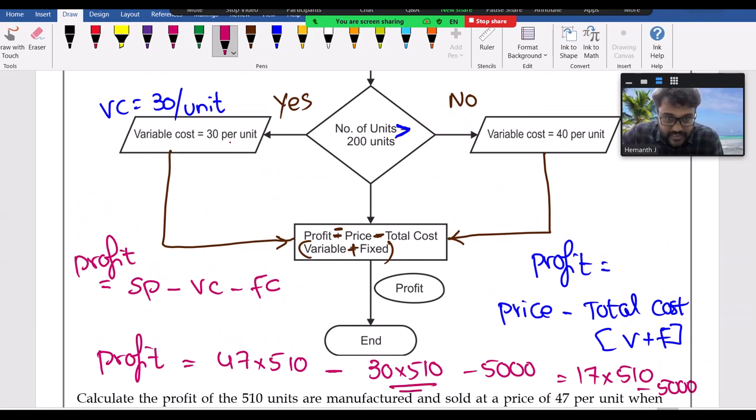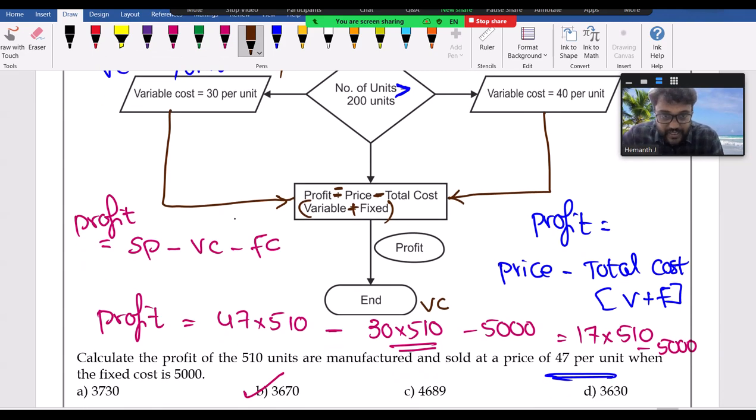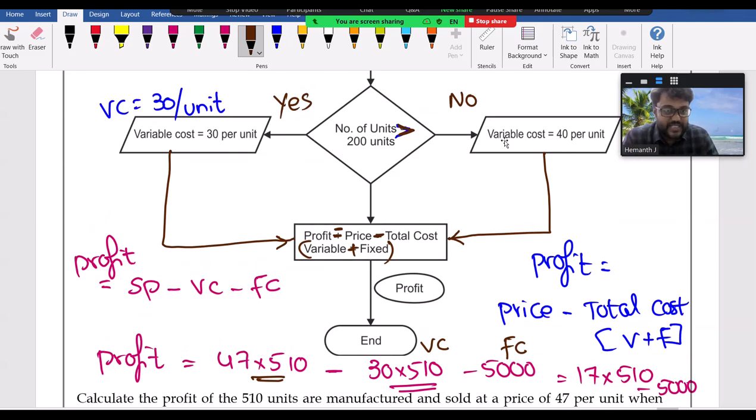So variable cost is VC. We have 510 units, each one 30 rupees. So 30 into 510. Fixed cost is given in the question's last line. Fixed cost is 5,000. What is selling price? You are selling 47 per unit. So you know profit is selling price minus cost price, right? You are selling each unit as 40, so not 200 units, 510. Here greater than, not equal. Greater than means left side, less than means right side. When you manufacture more, cost will be less. That's why for more than 200, they're reducing the cost.